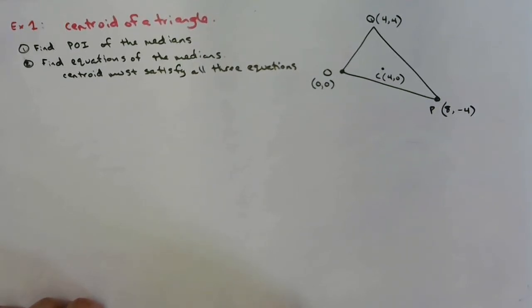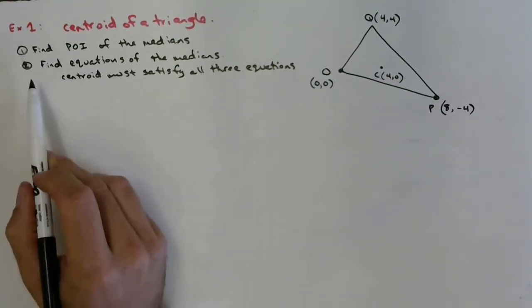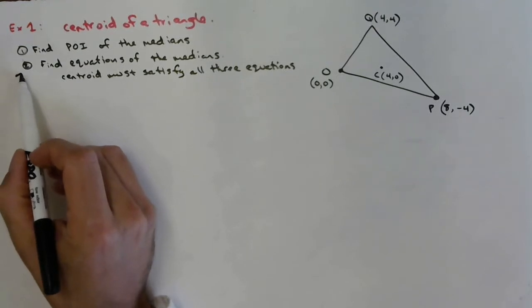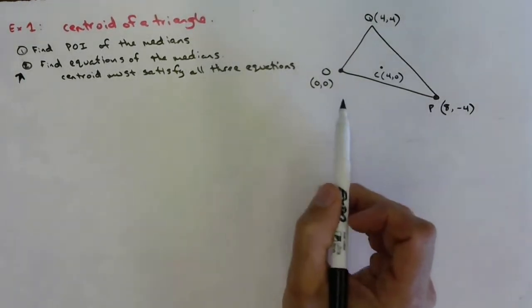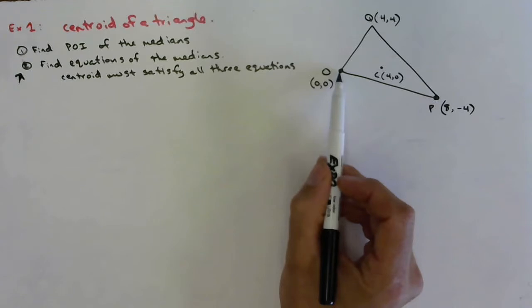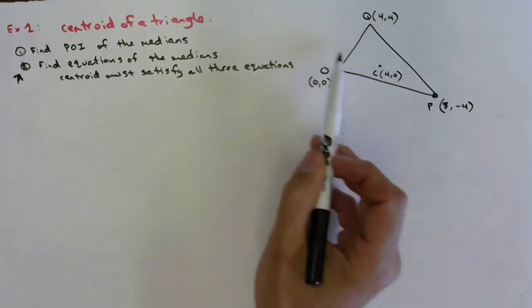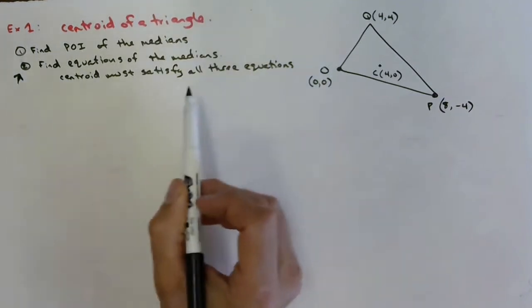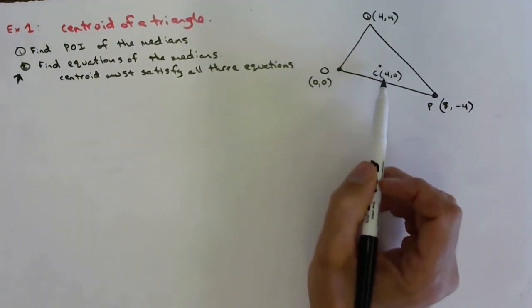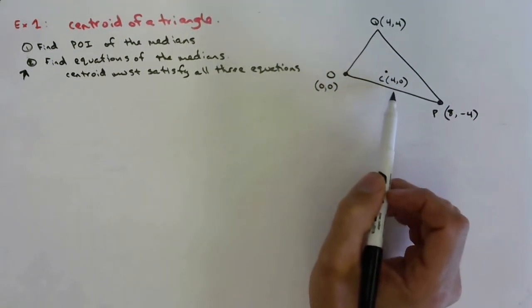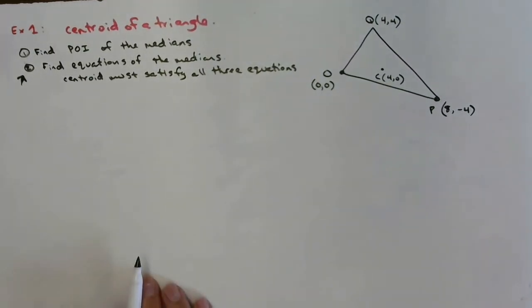Okay, we're actually going to take method 2 here. So we're going to develop an equation for the median from Q, from O, and from P. And then we're going to test to see if 4, 0 satisfies those equations. If it does, it's the centroid. If it doesn't, it's not the centroid.